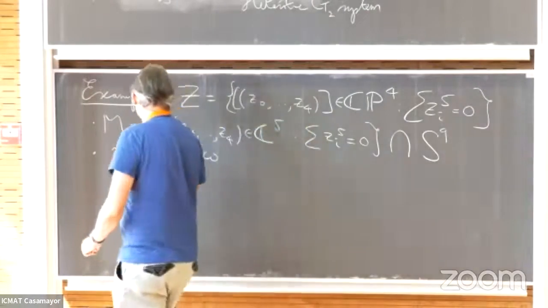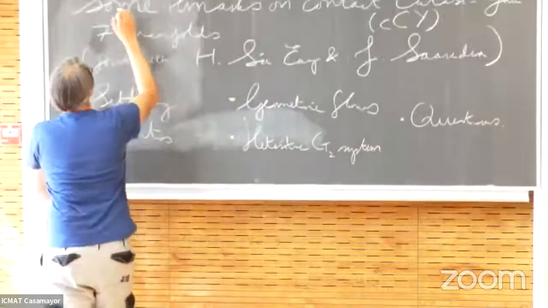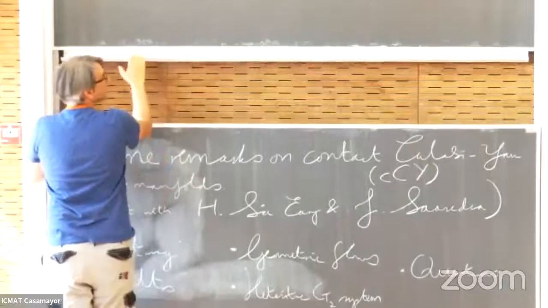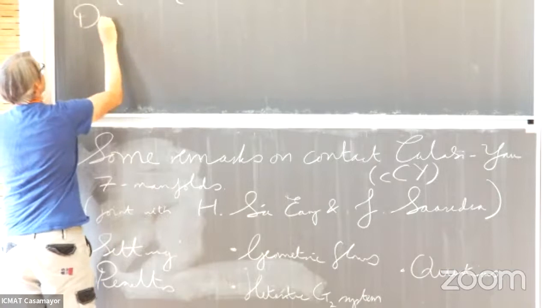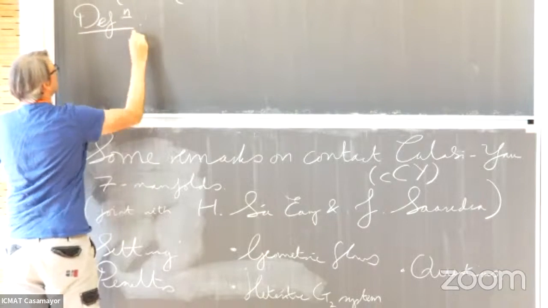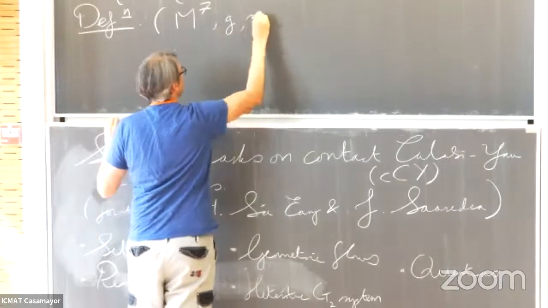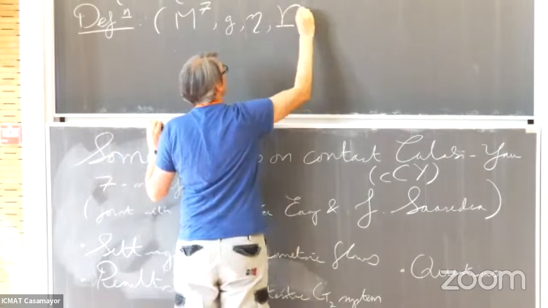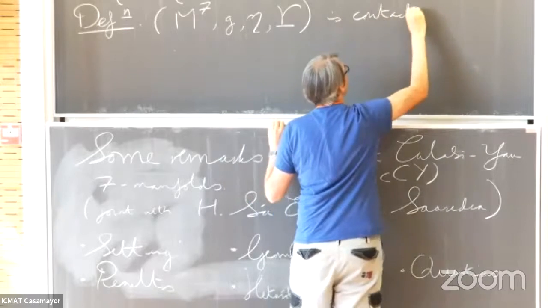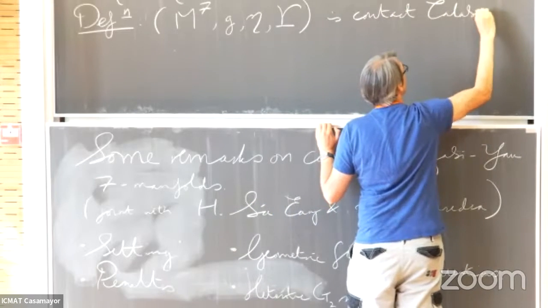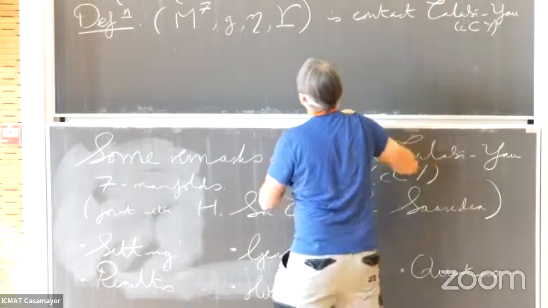And so now we can make our definition. You're going to assume the Gray class is integral. Yes, exactly. Here's the definition. So M, 7, G, eta, epsilon is, I'll write it one more time, but this is the last time I'll write it out in full. It's contact Calabi-Yau. Right, from now on.